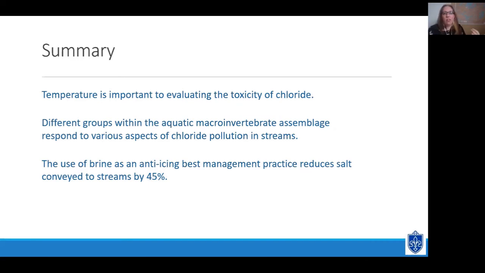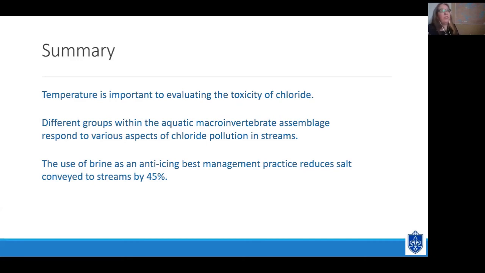We have also learned that aquatic macroinvertebrate assemblages respond to chloride pollution not only in terms of absolute chloride concentrations, but also in terms of other characteristics of the exposure profile. Model results suggest that mayfly diversity is significantly reduced as chloride concentration increases. Meanwhile, total taxa richness is reduced when chloride exposures are characterized by higher acute exposures rather than chronic exposures.